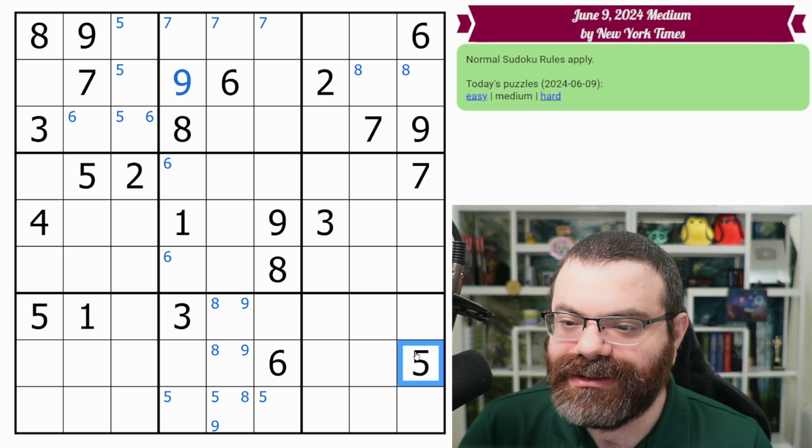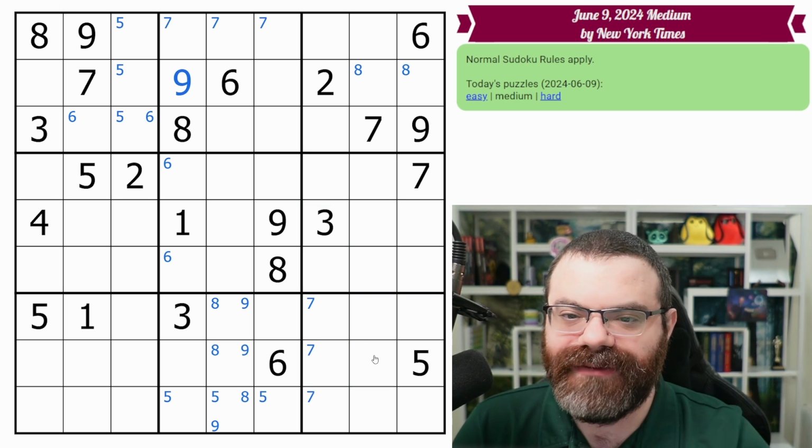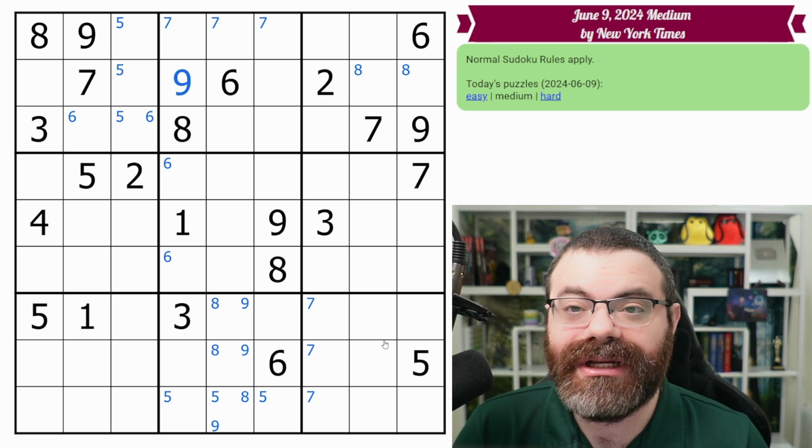Stack here. So the 5, no duplicates for the 5. The 3, no duplicates for the 3, but we do have the 7. 7's in one of these 3. All right, so we got almost nothing from our initial scan. That's rare, but it does happen.